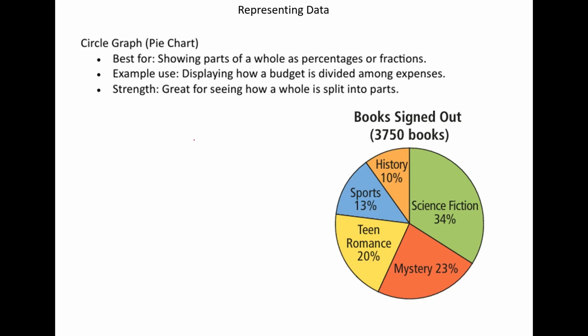Now, a circle graph is the last one we're going to talk about for the method. All you need is the categories. So, for example, history, sports, teen romance, etc. Those are the categories. But then you also need the percentage next to the category. Now, the percent sums to 100%, right? So it adds to 100%. Notice if you add 10%, 13%, 20%, 23%, and 34%, all of these should add up to 100% because the entire pie or circle graph is 100%.